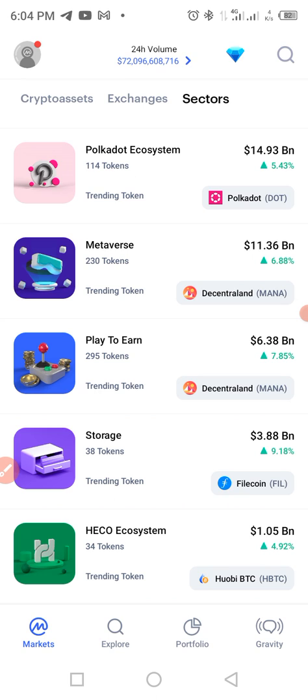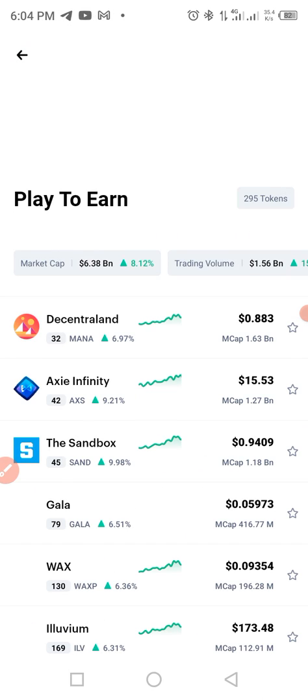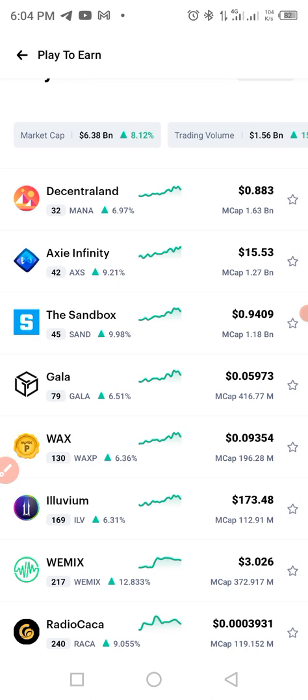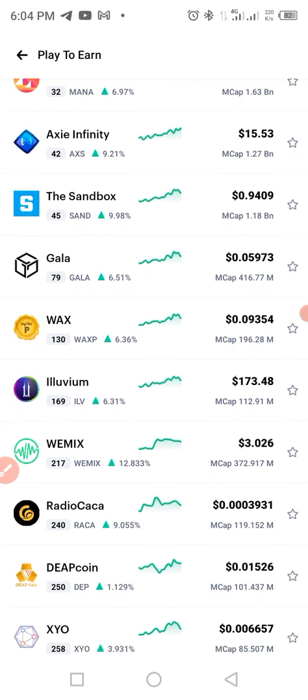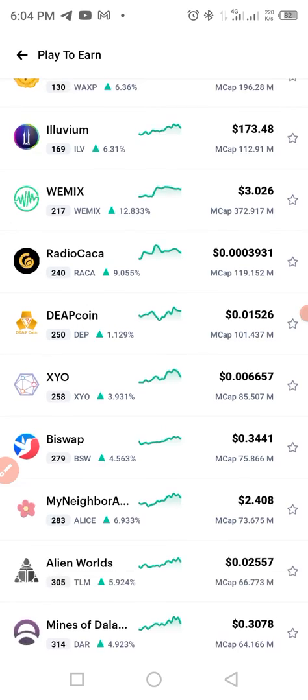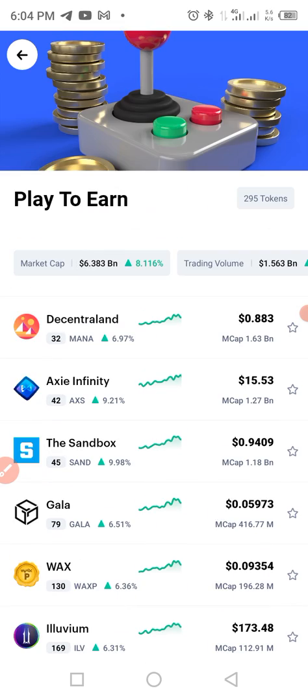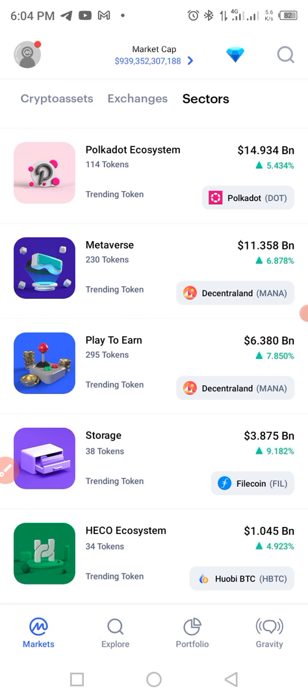The next thing you have is play to earn. If you want to find any cryptocurrency under play to earn, you can just click on it and you're going to see different kinds of cryptocurrency. All these things are just like games. You have Mana, Axie Infinity, the Sandbox, Gala. All of these are crypto games where once you play, they reward you in cryptocurrency. That's what they call play to earn.